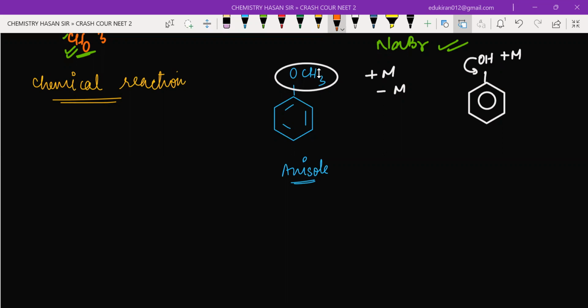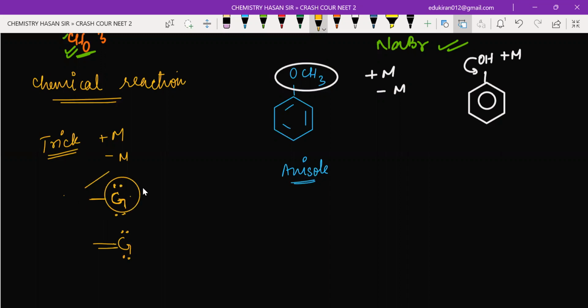Electron withdrawing. See, I'm going to give you a best trick to find out whether it is plus M or minus M. Any group which is having lone pair and is singly bonded will donate, and that's why this group will be plus M. Any group which has a lone pair and is doubly bonded will act as minus M. So in case of this OCH3, you can see it has lone pair and singly bonded, that's why it donates and acts as plus M. Again, this is O and it has lone pair and singly bonded, so it will also donate.